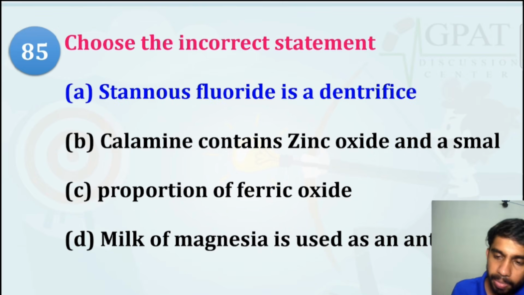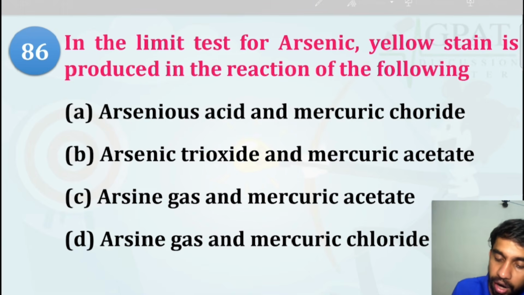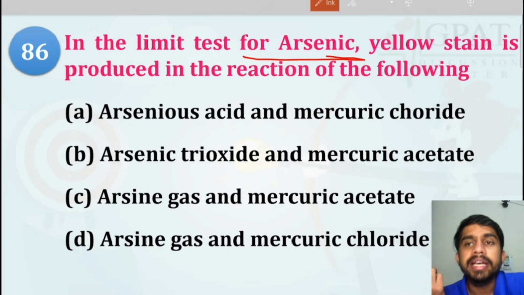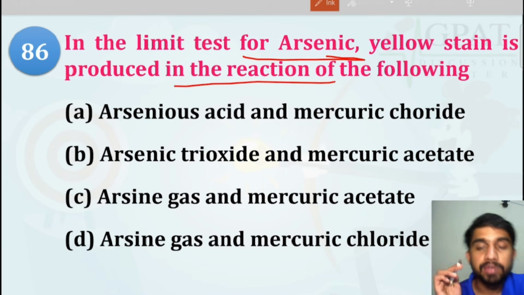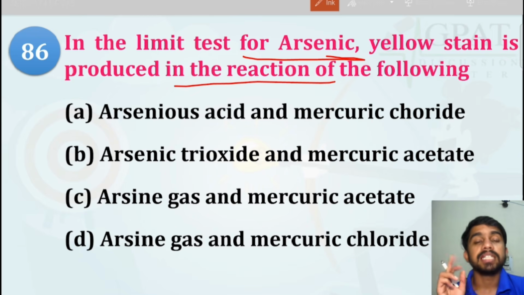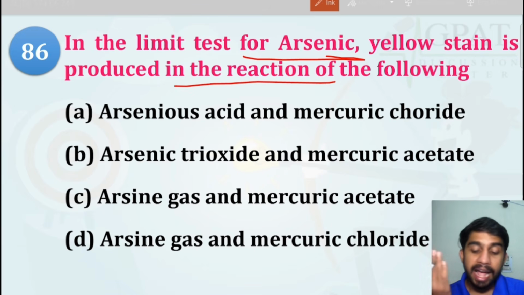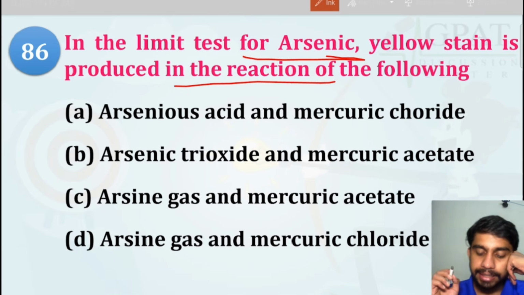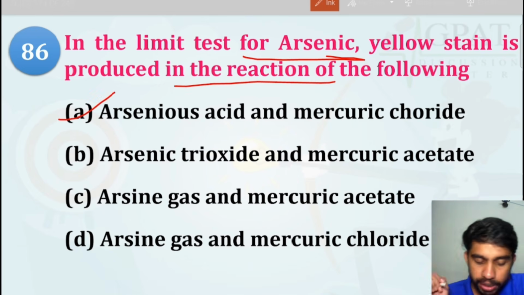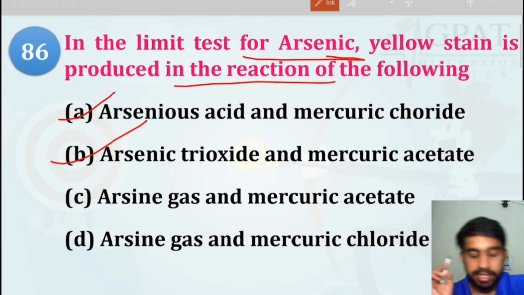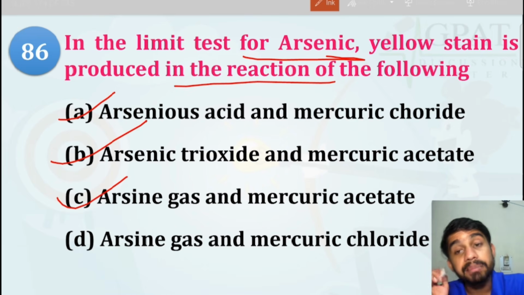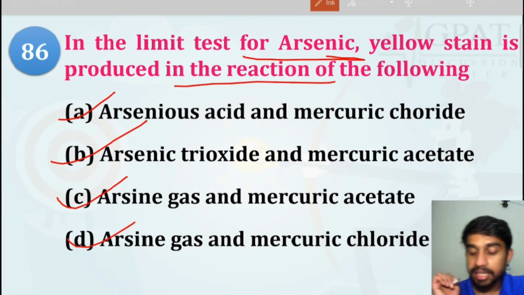Okay, next question. In the limit test of arsenic, yellow stain is produced at the reaction of the following. So when we talk about the limit test of arsenic, the first thing that should come in your mind is the Gutzeit apparatus or Gutzeit method. We use the Gutzeit apparatus in the limit test of arsenic, and here they are saying that yellow stain is produced in the reaction of the following. First option, arsenious acid and mercuric chloride. Second option is your arsenic trioxide and mercuric acetate. Third option is your arsine gas and mercuric acetate. The fourth option is your arsine gas and mercuric chloride.